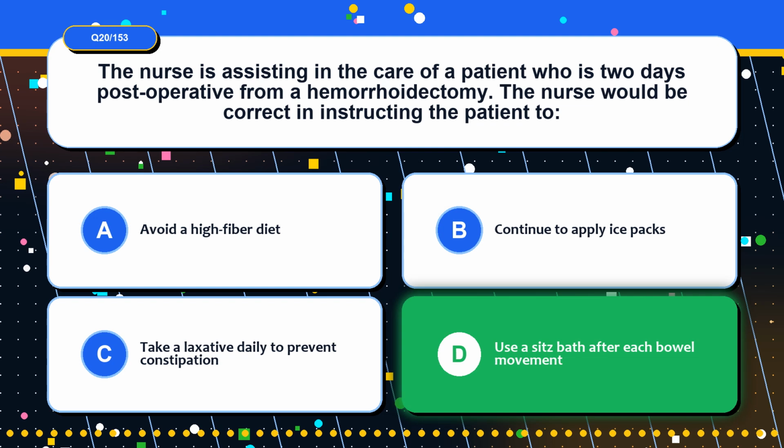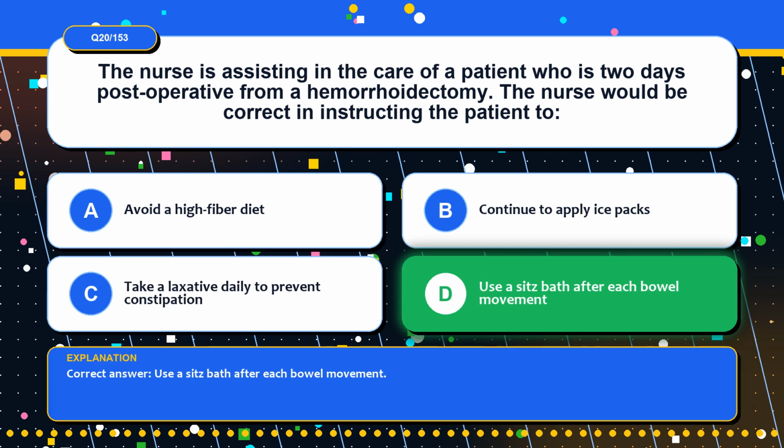The correct answer is option D. Use a sitz bath after each bowel movement. Correct answer. Use a sitz bath after each bowel movement.